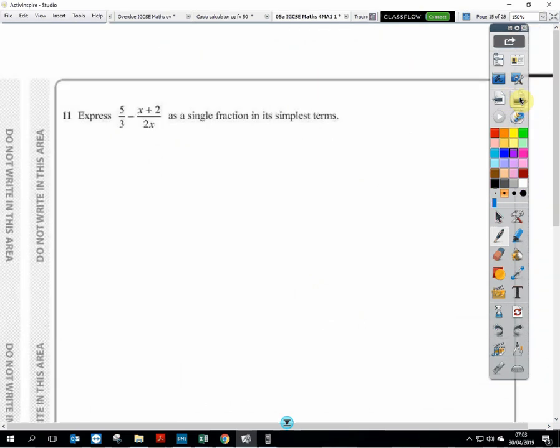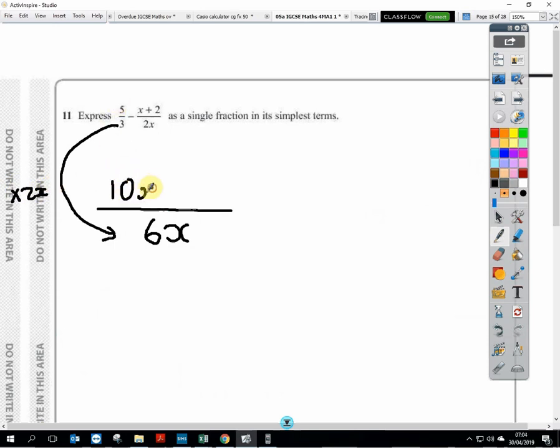Next question. So algebraic fractions. We need a common denominator here when we're adding or subtracting. So we can make both of these denominators 6x. What do you do to get from 3 to 6x? You times it by 2x. So you times the top by 2x. 5 times 2x is 10x.